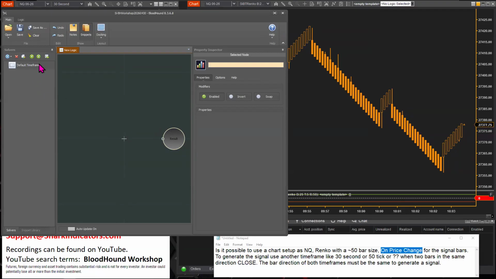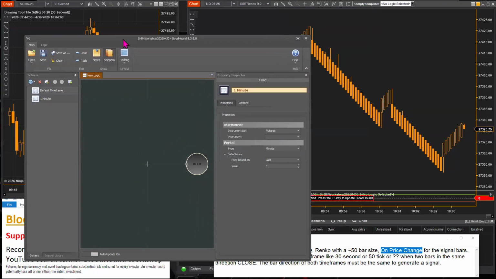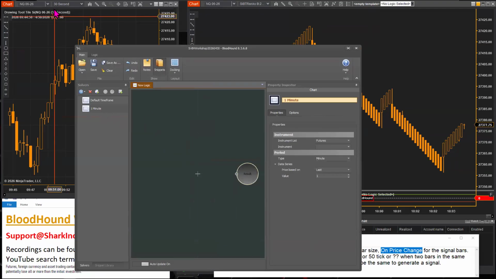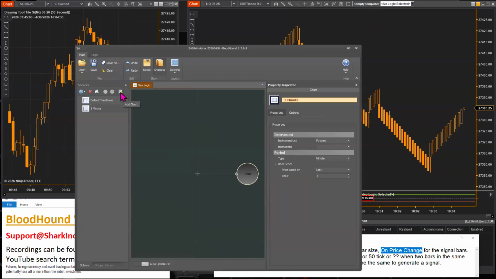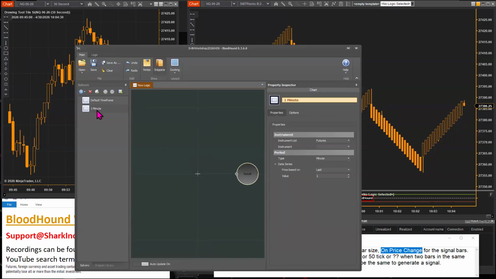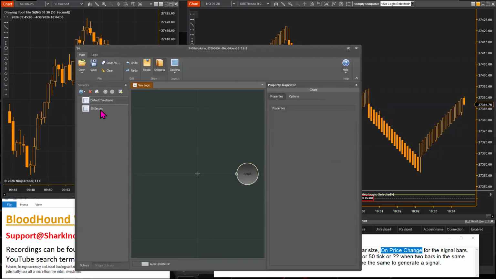The first thing I need to do is add a secondary chart to Bloodhound. We'll add this 30-second chart here. There's the add chart button. Of course, the default is going to be a 1-minute chart, so let's switch this over to a second chart. There we go, second, and 30 seconds is the default, and there we have it.